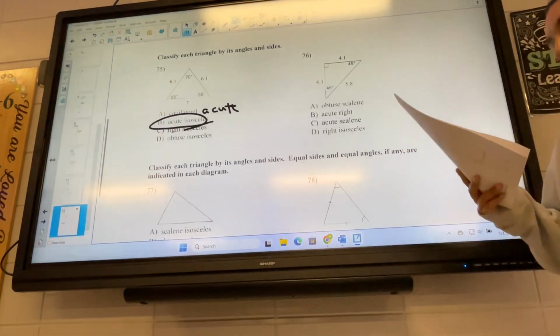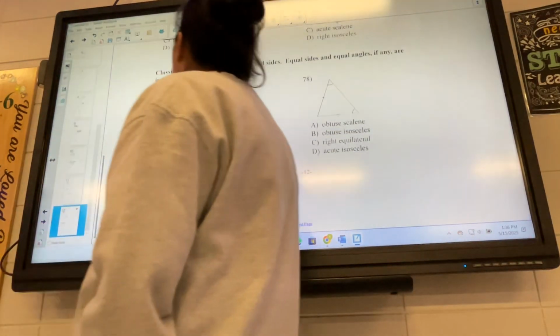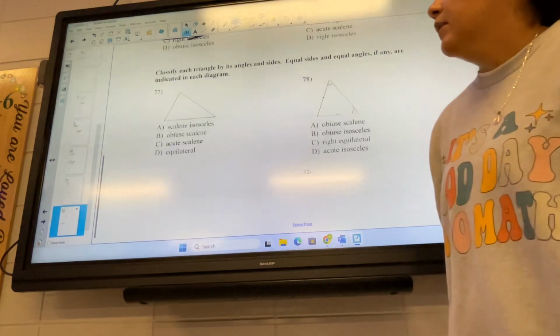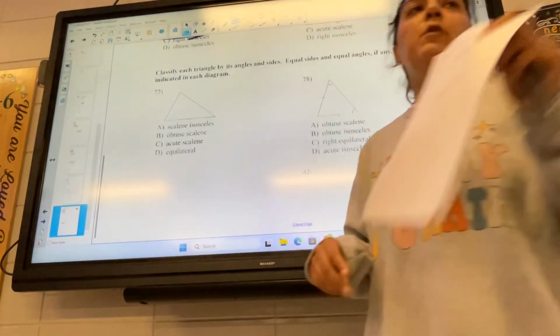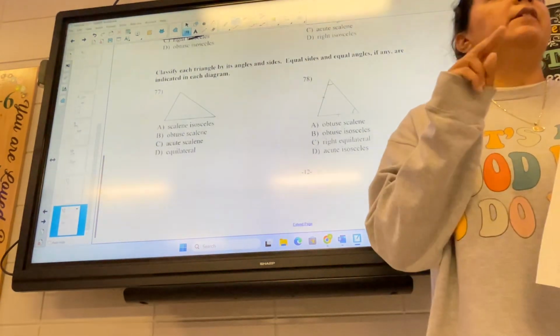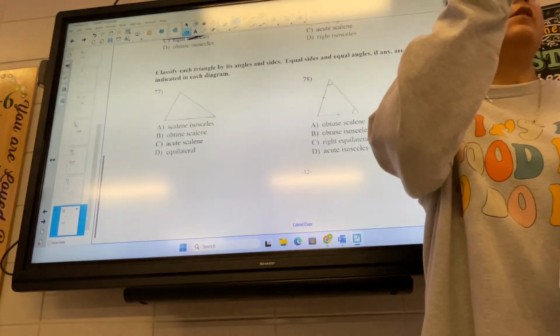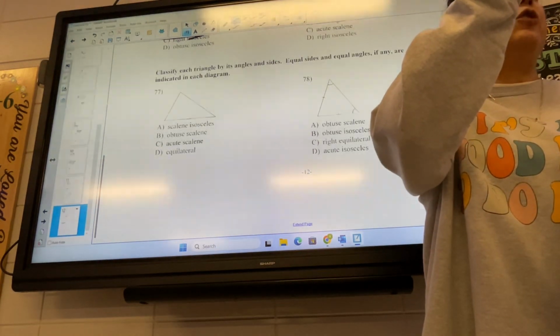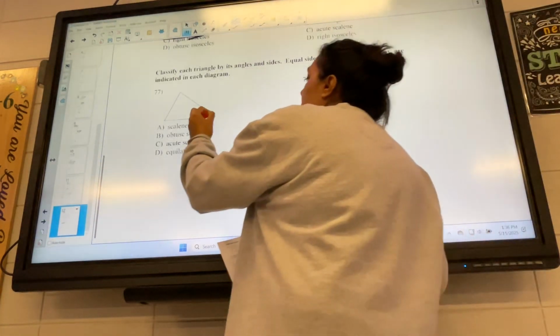Okay, 77. Scalene, isosceles? No. Why is a scalene isosceles definitely not? They're both sides. So remember it goes isosceles, equilateral, scalene. So you never pick two from the same one. Okay. So we know that it's definitely not that.